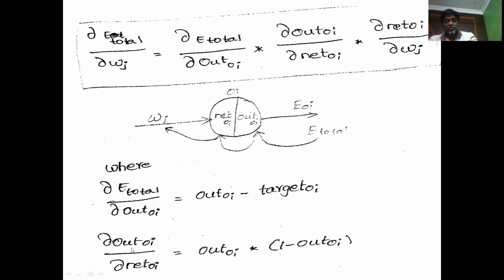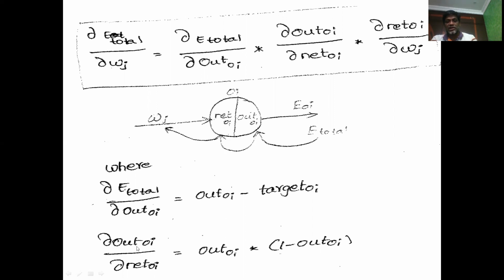We know that out_Y is the sigmoidal function. Out_Y is actually the sigmoidal function applied on net_Y. Therefore, you can use the derivative of the sigmoidal function, as I explained in the previous session, as f'(x) is equal to f(x) into 1 minus f(x). That is the formula for the derivative of the sigmoidal function.